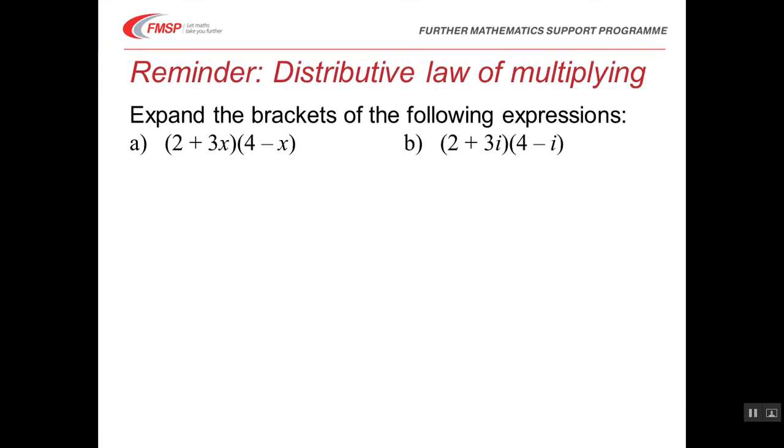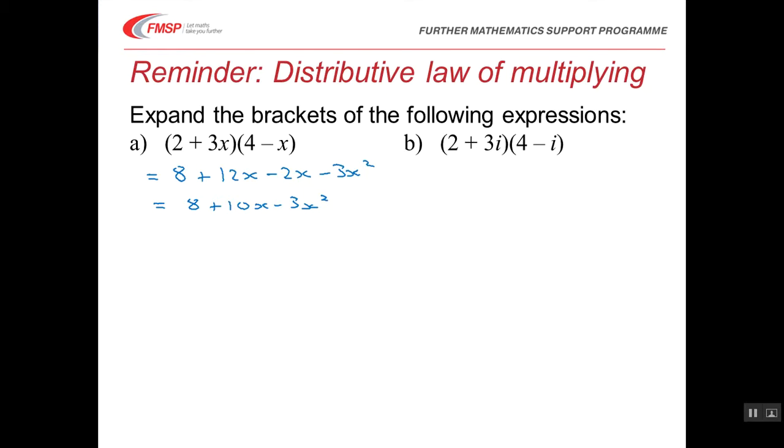So a reminder about the distribution law for multiplication. We're going to expand the brackets of the following expressions. So here we'd have 2 times 4, we'd have 3x times 4, we'd have 2 times minus x, and 3x times minus x. And if we collect like terms, we get 8 plus 10x minus 3x squared.